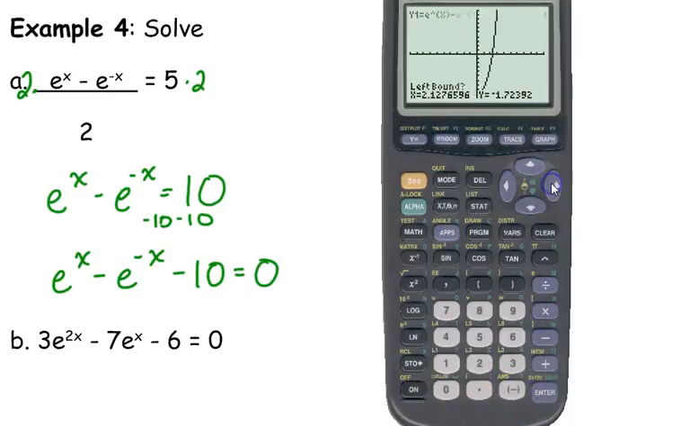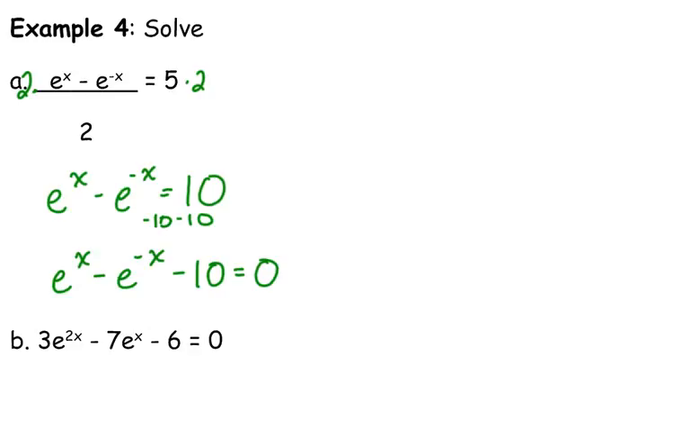Okay, left bound, it wants your cursor on the left side of where it crosses the x-axis. So get as close as you can, press enter. That's a negative value, so my right bound has to have a positive y value. Press enter. Press enter again. The answer is 2.312.